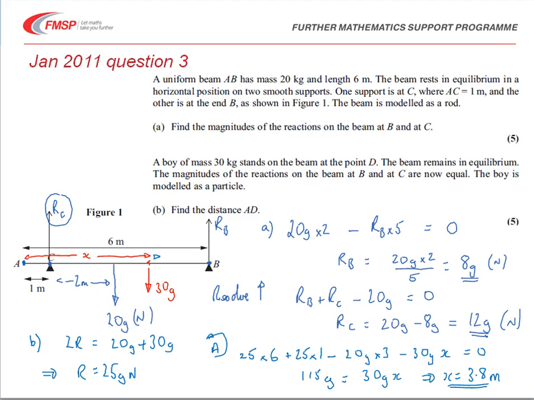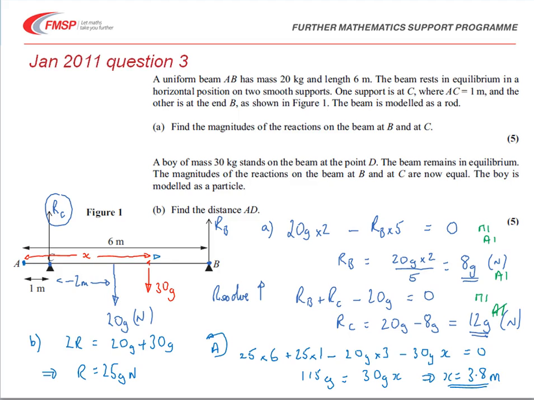Looking at the marking now for this question, in the first part of the question, working out one of the reactions by taking moments is marked as M1 A1 for a correct equation, and then a final A1 for the answer. For finding the second reaction, method mark M1 and accuracy mark A1, so giving you a total of 5 marks for the first part of the question.